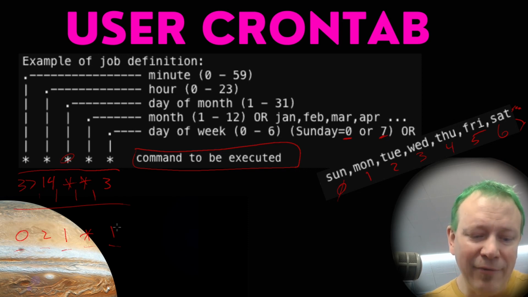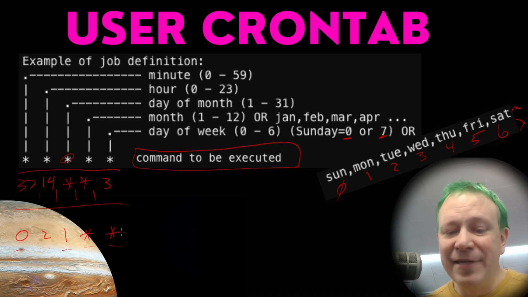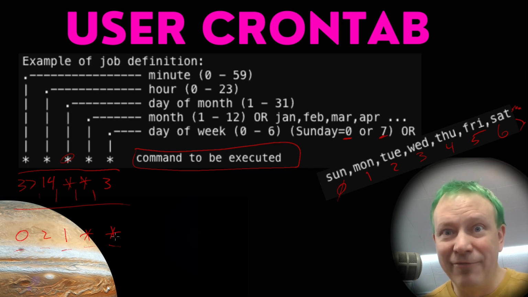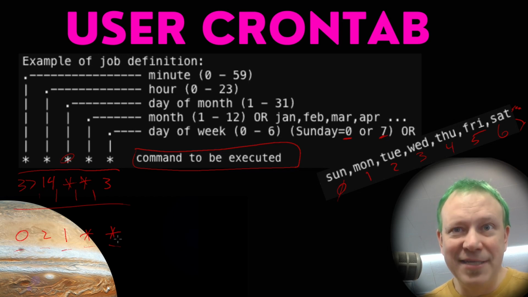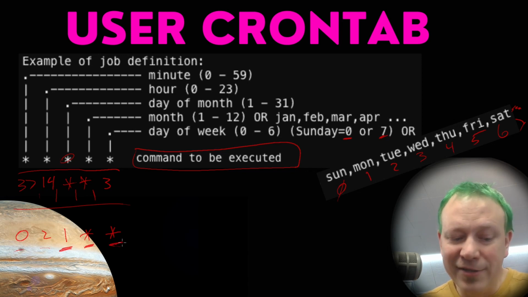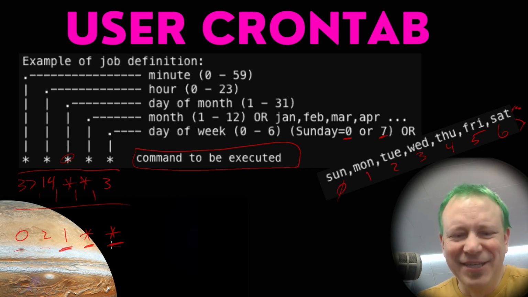And so I would actually put an asterisk in that field too, meaning that every day of the week is okay for it to happen. It's not going to mean it's going to execute every day of the week. It's going to execute the first day of every month, regardless of what day it happens to be. I hope that makes sense. That's where it gets a little confusing.